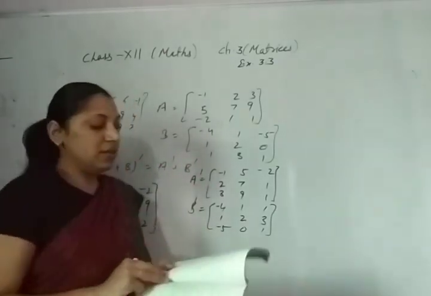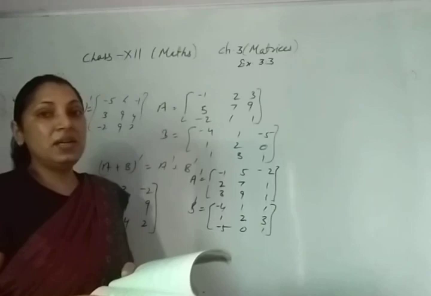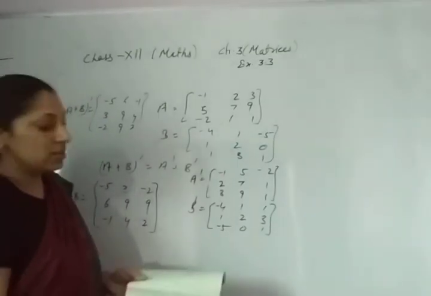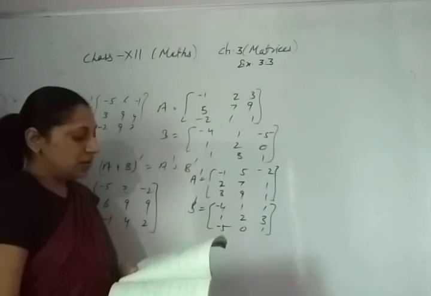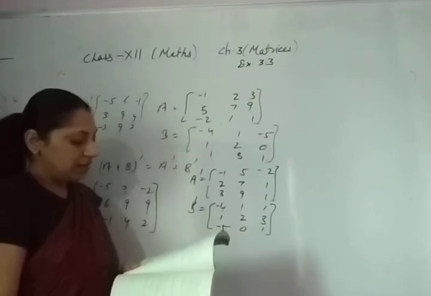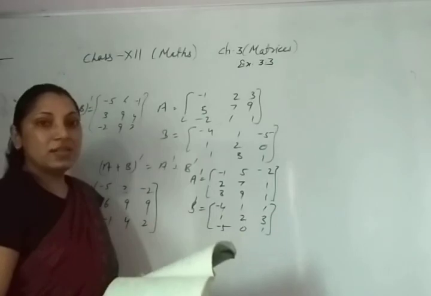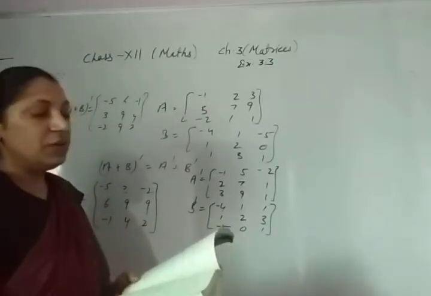Similarly, we can do the next part also. A minus B transpose is equal to A transpose minus B transpose. Now do questions number 3, 4 and 5 yourself. In the next class, we will do the next questions.